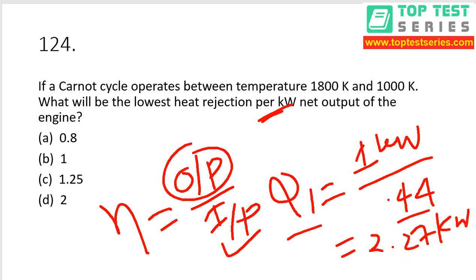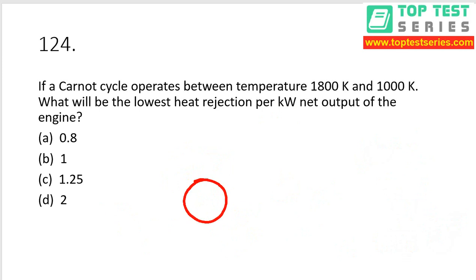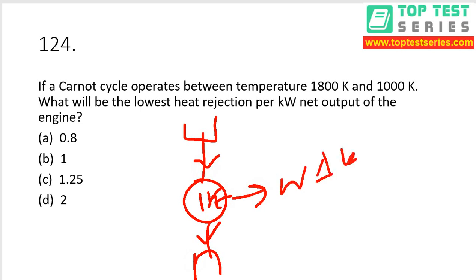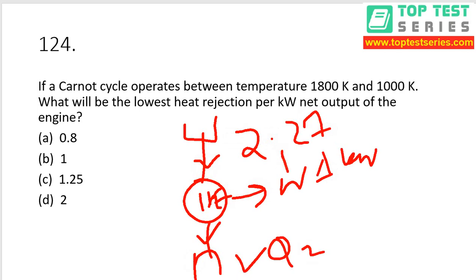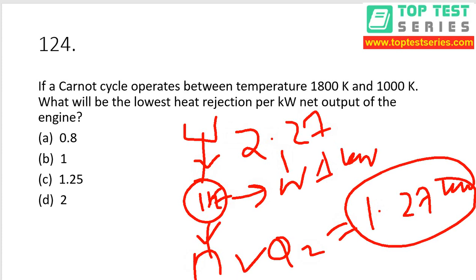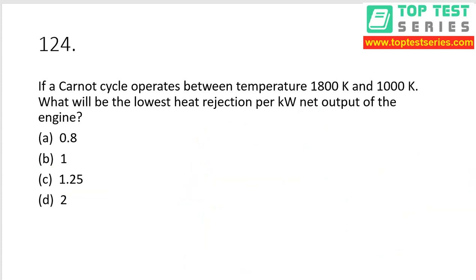Now, just look at the heat engine diagram. From the diagram we can easily understand it. Work done is 1 kilowatt, heat input is 2.27. So what is the value of Q2? The difference between these two, that is 1.27 kilowatt. So the closest answer in the options, option C, is the correct answer for this question. I hope you understood.